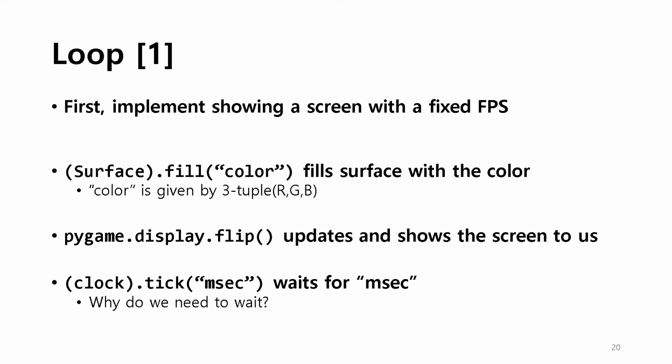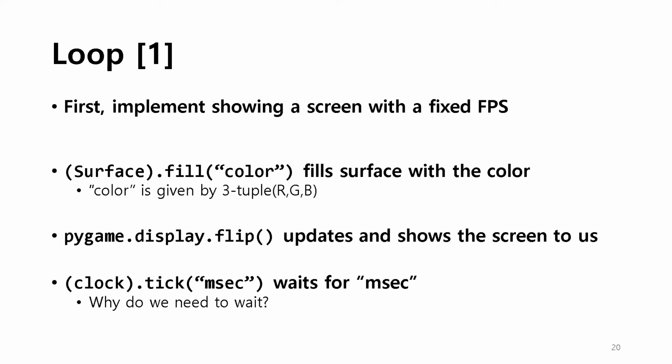At first, we will implement showing the screen with some frame rate. We can use the fill method that fills the surface with some color. And then the Pygame display flip function updates and shows the screen to us. Also, we can wait a moment with the clock method. We must wait for a moment because too frequent screen updates are unnecessary and expensive.